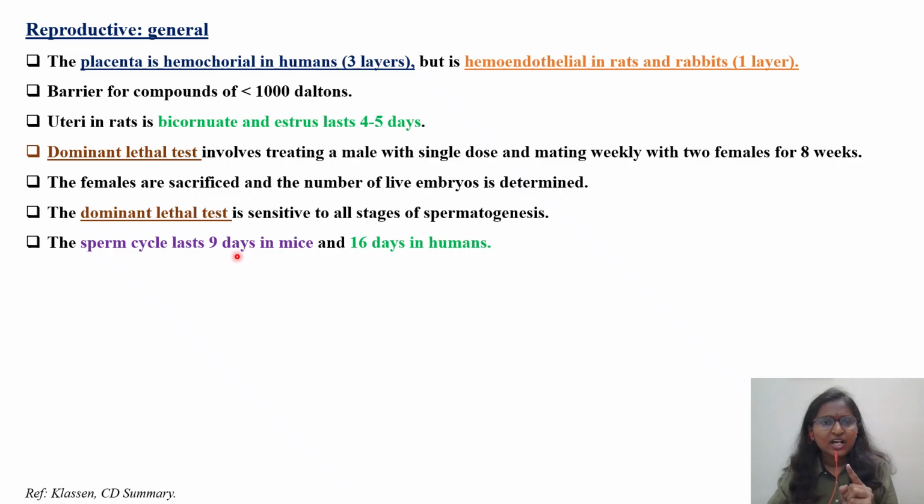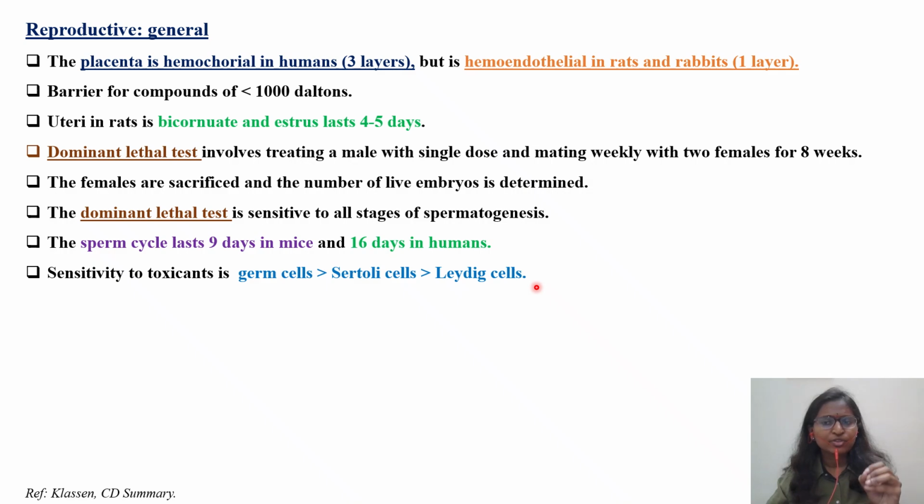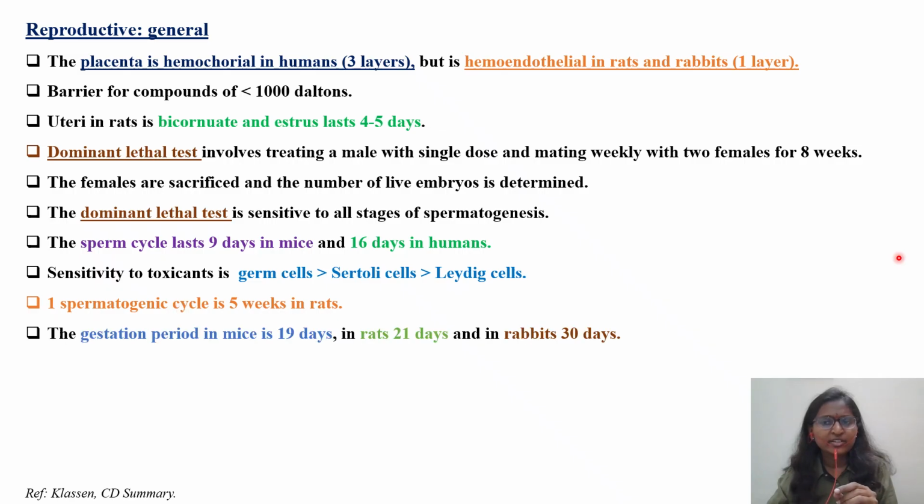The sperm cycle lasts for 9 days in mice and 16 days in the case of humans. Sensitivity to toxicants is in the order germ cells, Sertoli cells, and Leydig cells. So, if a certain chemical is exposed, first it will affect germ cells, then Sertoli cells, then it will affect the Leydig cells, based on the sensitivity. One spermatogenic cycle is 5 weeks in the case of rats. Gestation period in mice is 19 days, rats 21 days, rabbit 30 days.